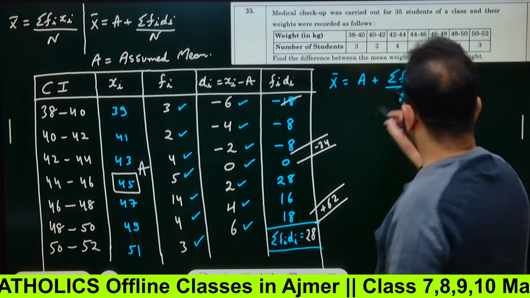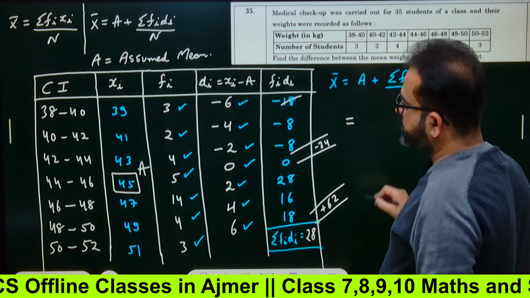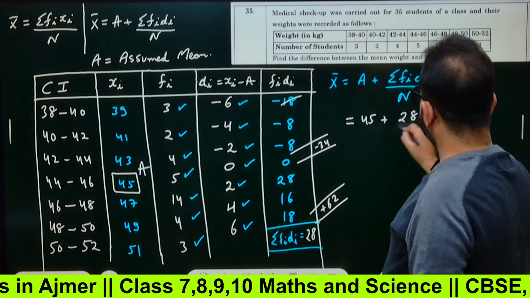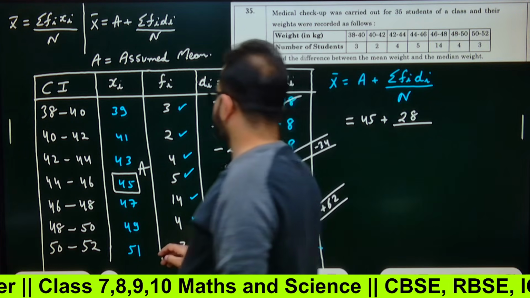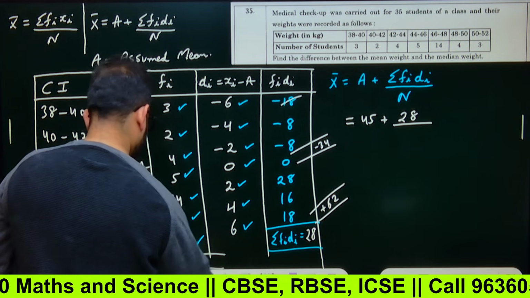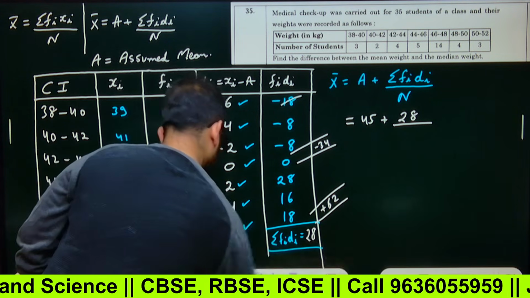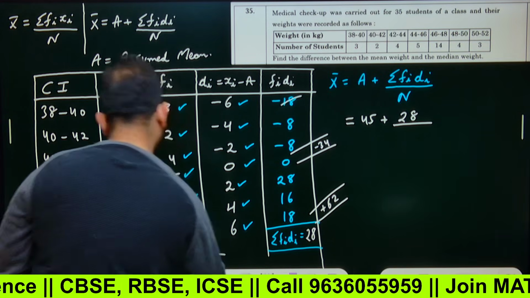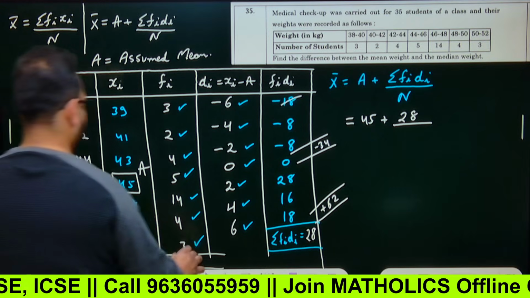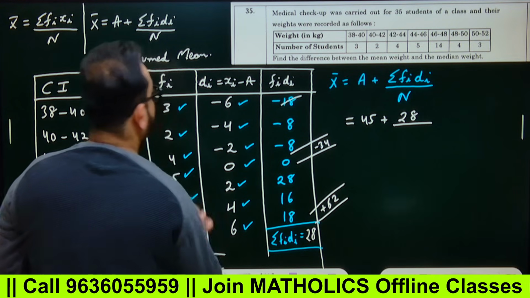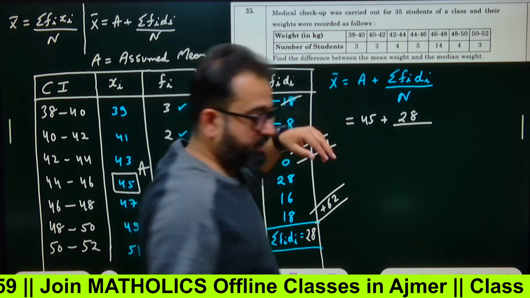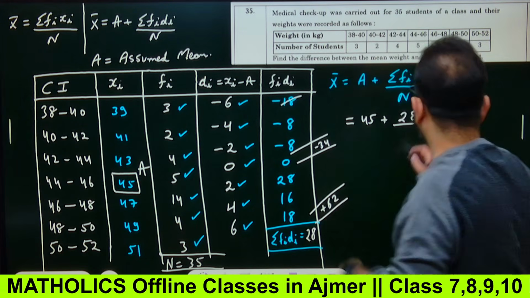So 28. Now we'll write everything in the formula. What is A? A was 45. So 45 plus sigma fidi, which is 28, upon N. What is N? Capital N is the sum of these frequencies. So add them: 3, 5, 9, 14, 28, 32, 35. It is given in the question also that the survey was carried out for 35 students. So you write 35 over here.